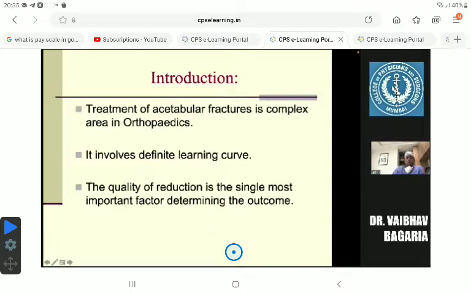So we all know that the treatment of acetabular fracture is a complex area in orthopedics. You must have been told and you must have also seen during your training that it requires a lot of planning and it does have a definite learning curve. As in most fractures in orthopedics, the quality of reduction is the single most important factor that determines the outcome of these surgeries.